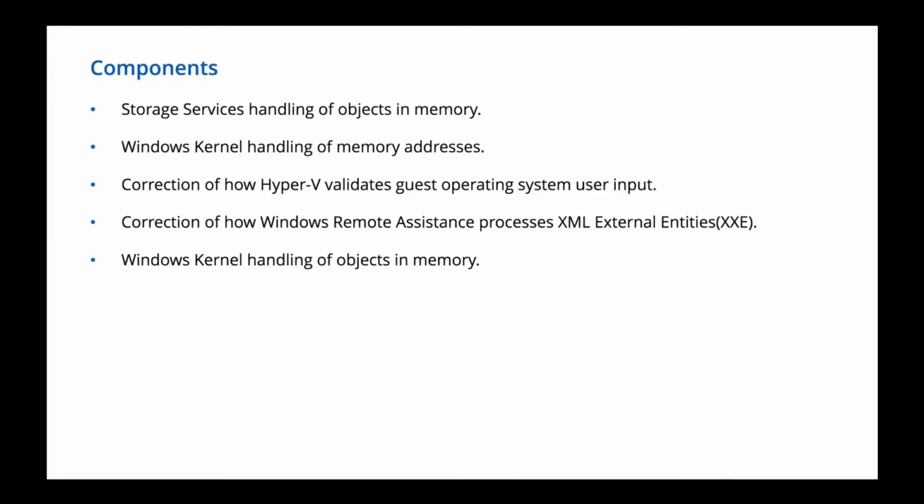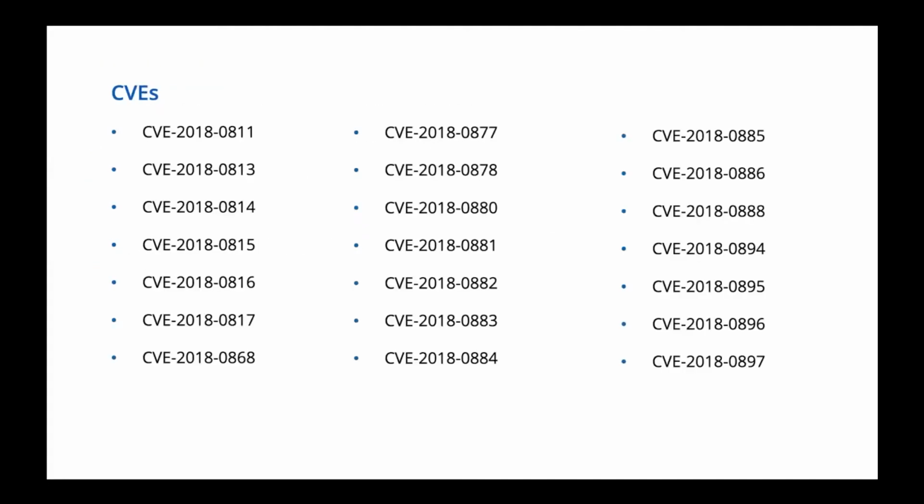So we have the continuation of components here. Storage services handling of objects in memory, Windows kernel handling of memory addresses, correction of how Windows Remote Assistance processes XML external entities. So some of the CVEs are CVE-2018-0815, 0816, 0817, 0868, 0877. All these vulnerabilities are of elevation of privilege. Privilege escalation exists in the way Windows GDI handles objects in memory.